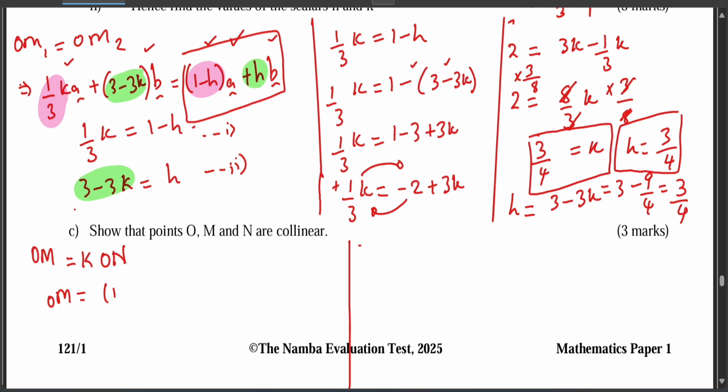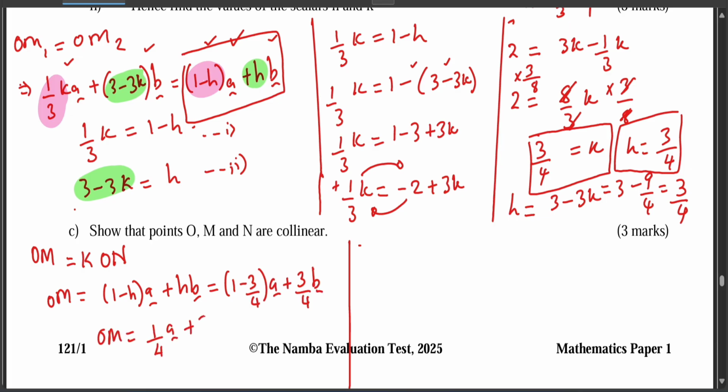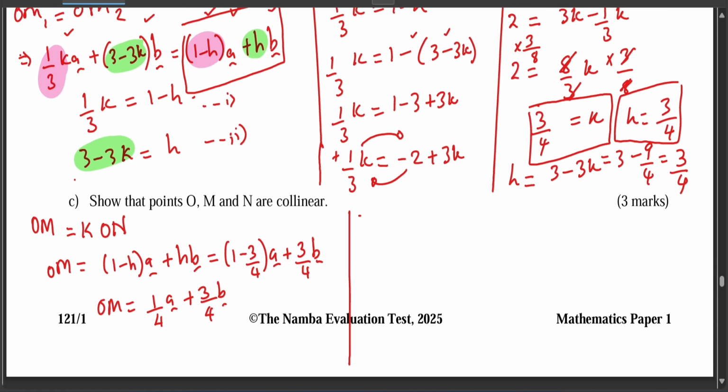So OM we said is 1 minus h into bracket vector A plus hB. We know our h is 3/4. So 1 minus 3 over 4 vector A plus 3 over 4 vector B, and OM will be equal to 1/4 of A plus 3/4 of B. Now your common factor here is 1/4. So OM is equal to 1/4 into bracket vector A plus 3B. So this is OM.